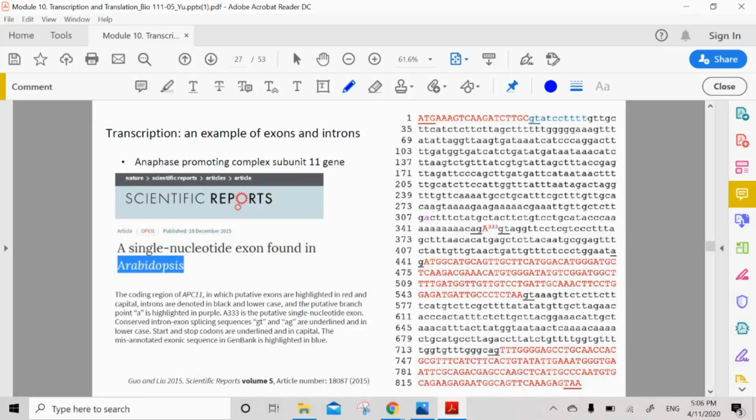Okay, so here's another example of exons and introns. The red is the exon, so how many exons do we have? 1, 2, 3, 4. And don't worry about the blue. The blue is just where they corrected some previous mistake. I use this example because it is found in a plant species, and in the genome of this species they found a single nucleotide exon. So this one nucleotide, A, can be used as an exon. That's pretty amazing, right? It's not multiple nucleotides. You can just use one nucleotide as an exon.